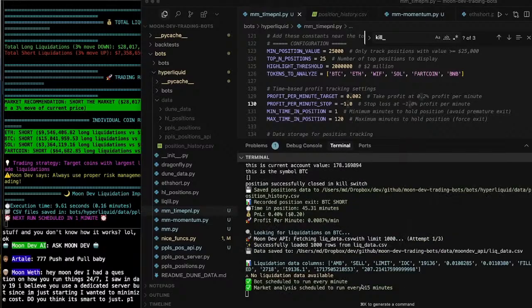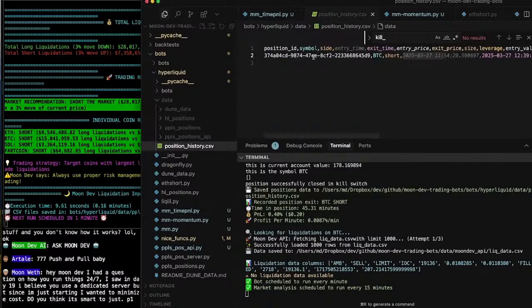No liquidation data available. So there's been no liquidations, I guess, in the last X minutes. Okay, so sick. So let's see what position history looks like. Entry price. So what I'm curious about is this next entry. It should happen whenever some liquidations happen here. I'm curious how this next entry acts.